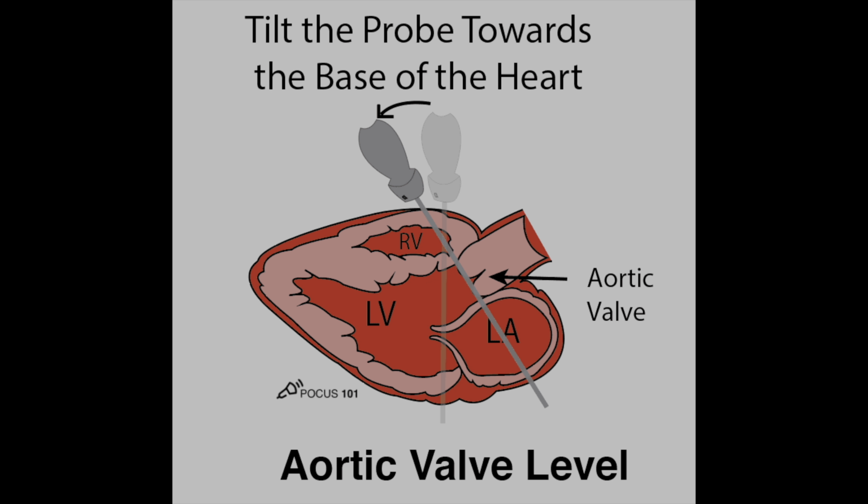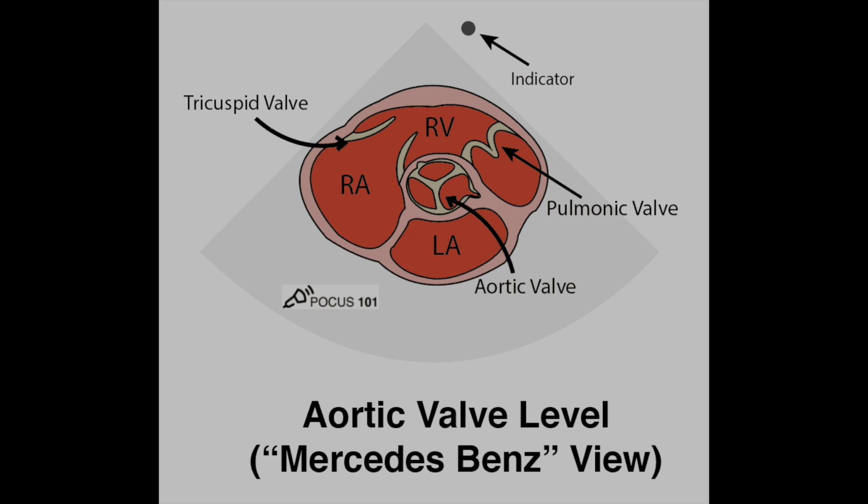Third type of parasternal short axis view is at the aortic valve level, and it's also called the Mercedes-Benz view. And you can use this view to visualize the right ventricle, the right atrium, left atrium, aortic valve itself, tricuspid valve, and the pulmonic valve.